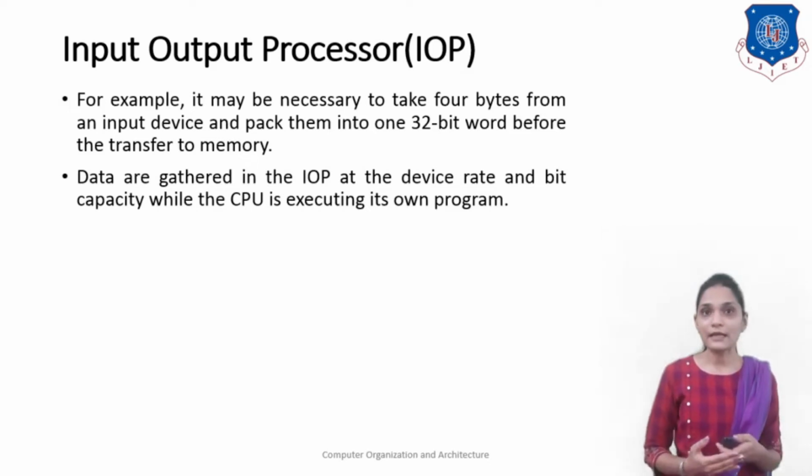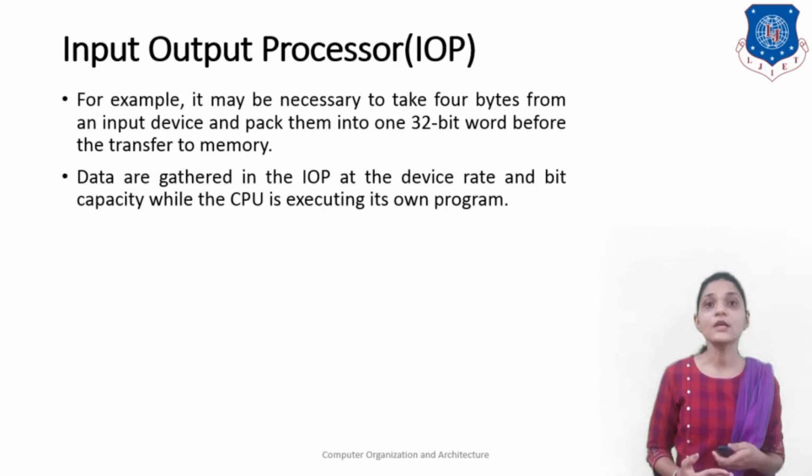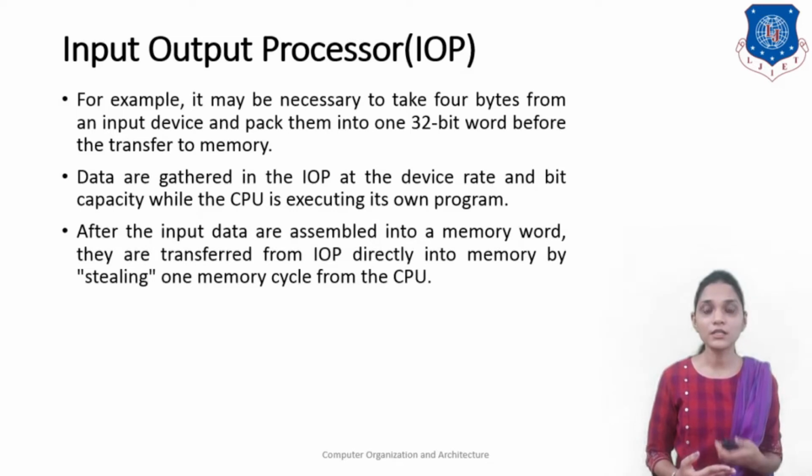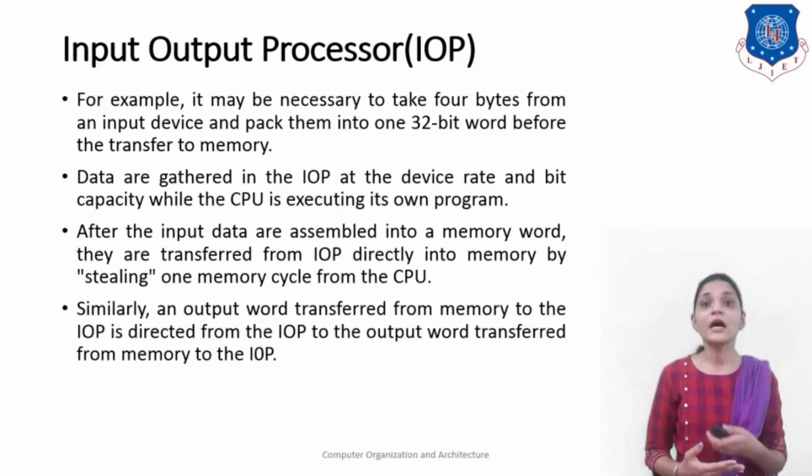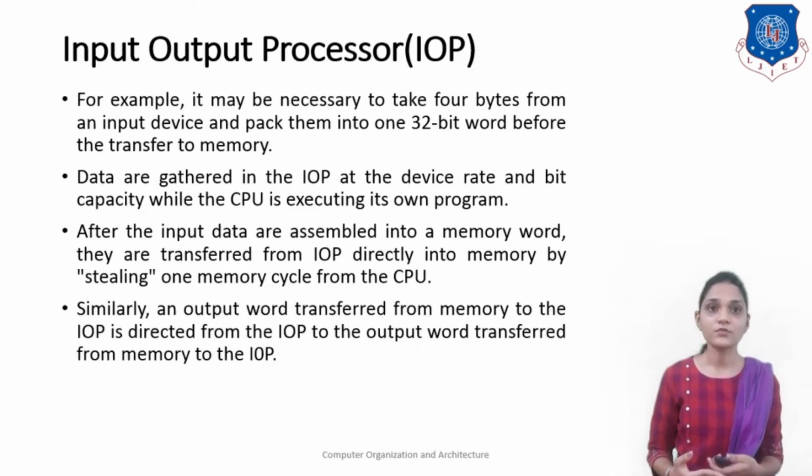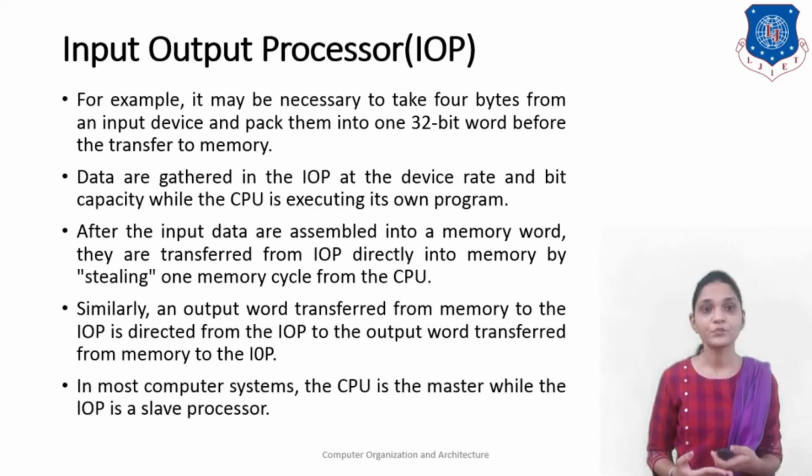Data are gathered in the IOP at the device rate and the bit capacity while the CPU is executing its own program. After the input data is assembled into a memory word, it is transferred from the IOP directly into memory by stealing one memory cycle from the CPU. Similarly, an output word is transferred from the memory to the IOP and then directed from the IOP to the output device.